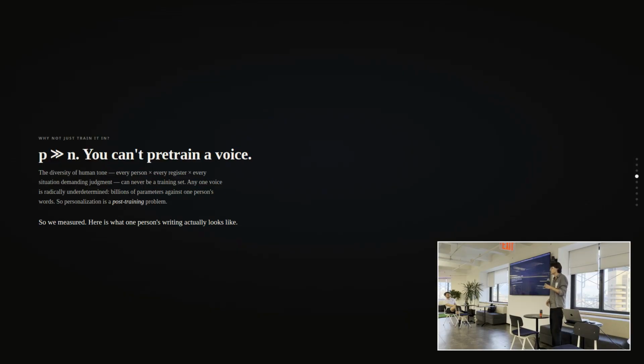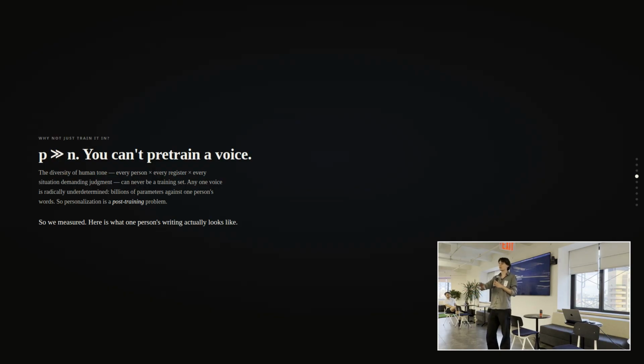But yeah, you can imagine that all of this means that tone and style personalization is not a pre-training problem. It's a post-training problem. So this is where we get into the question of fine-tuning, QLoRA adapters, all of that. But you can't really pre-train a voice, and moreover, P is much, much greater than it.